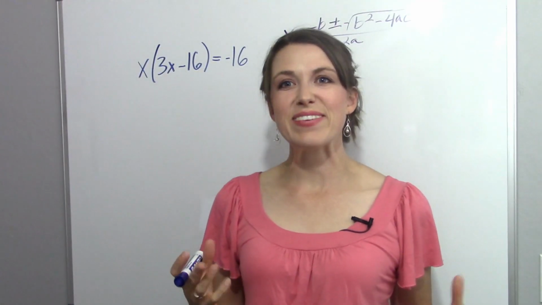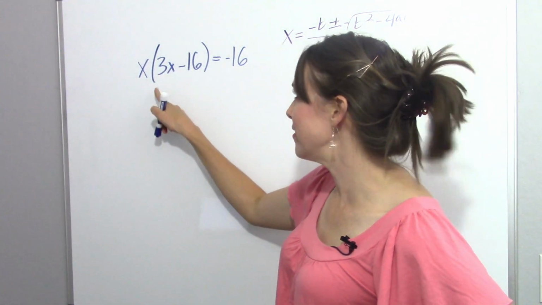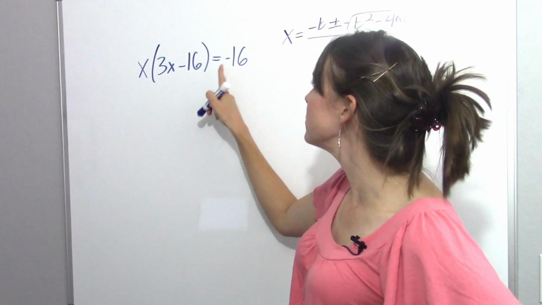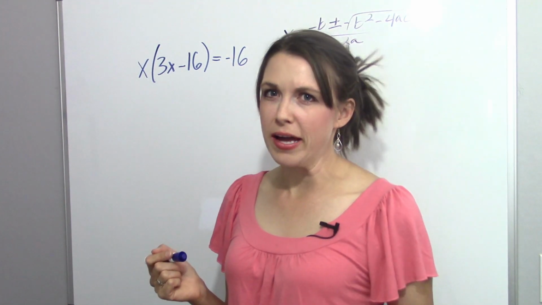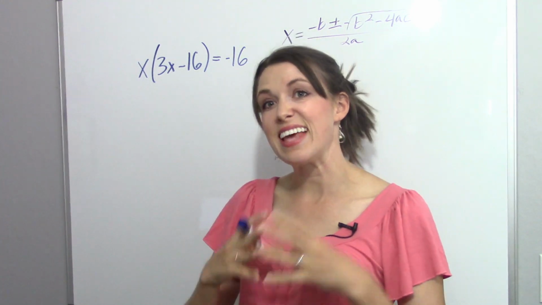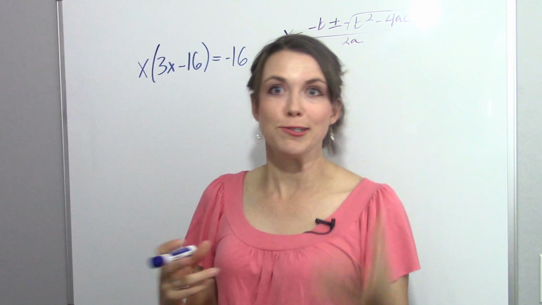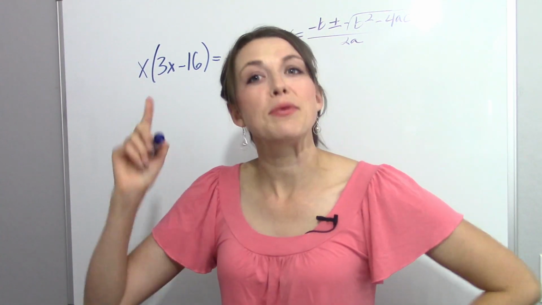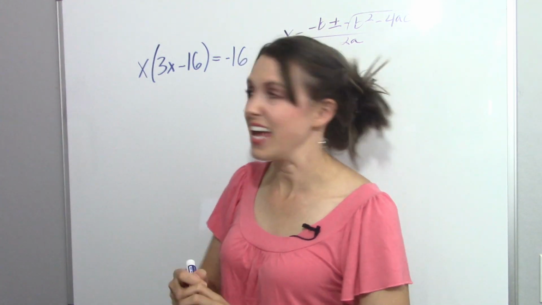All right, here's another one. x times (3x minus 16) equals -16. Okay, so this one, we know that we can't add x's squared and just plain numbers. We know that we can't add those together, right? But we can multiply. And so that's what we're doing here in this case.